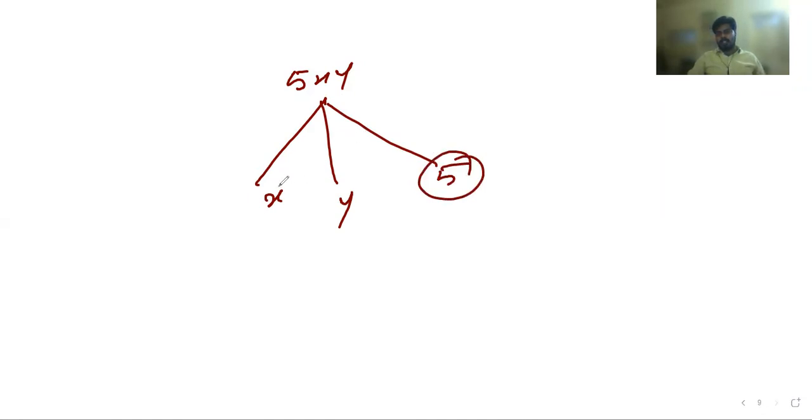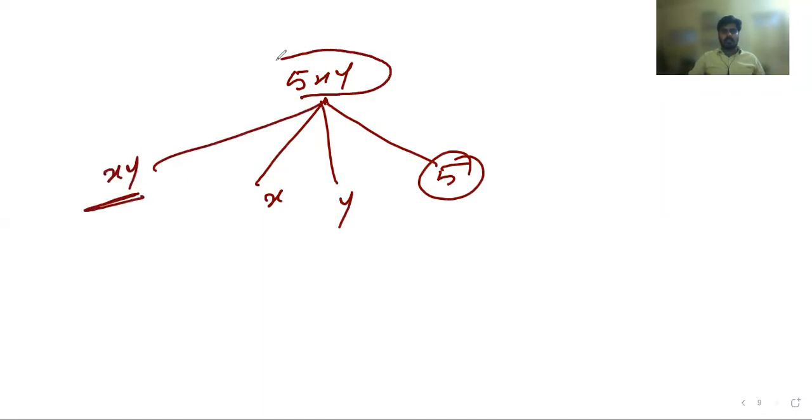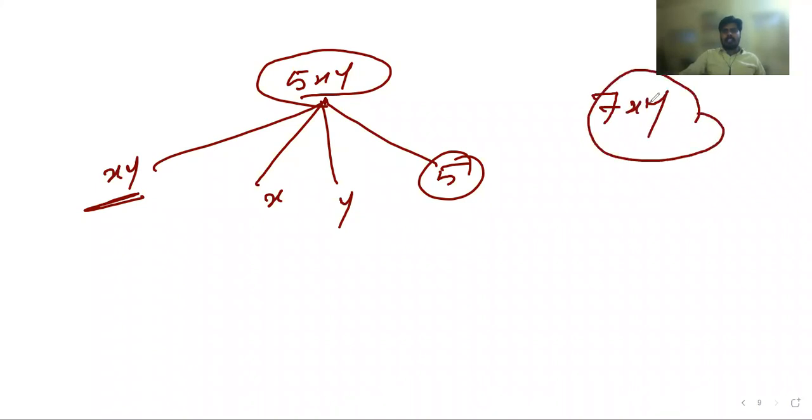Okay, x is a literal factor of 5xy, y is also a literal factor of 5xy, and xy is also a literal factor of 5xy. Now suppose I write 7xy; 7xy and 5xy are like terms.